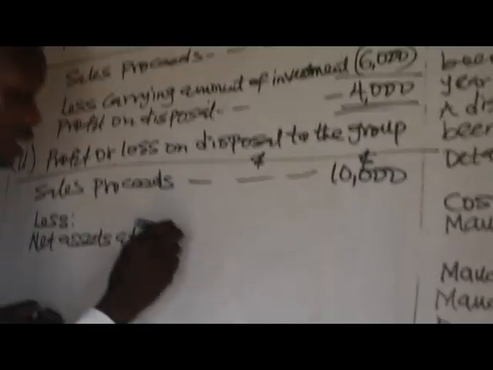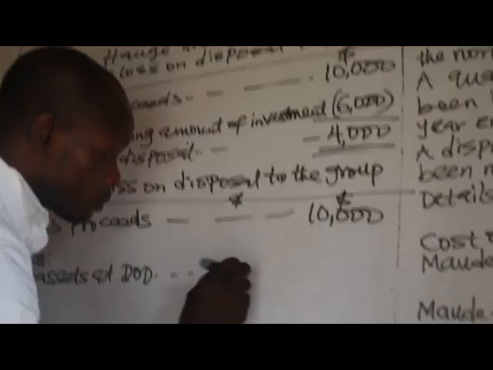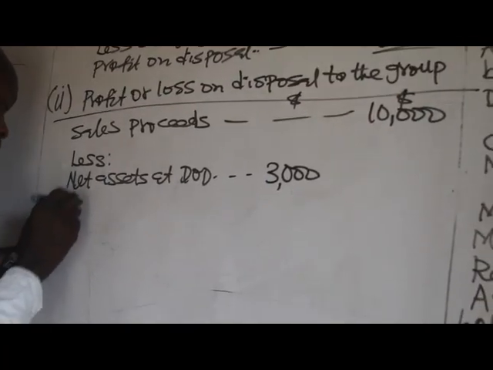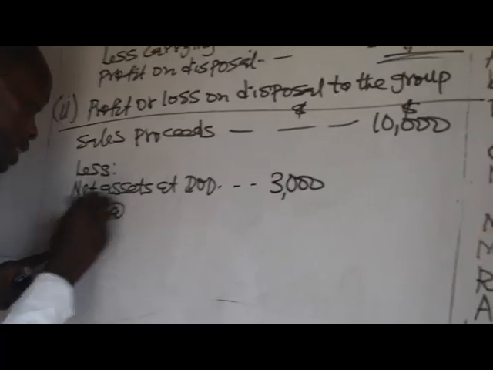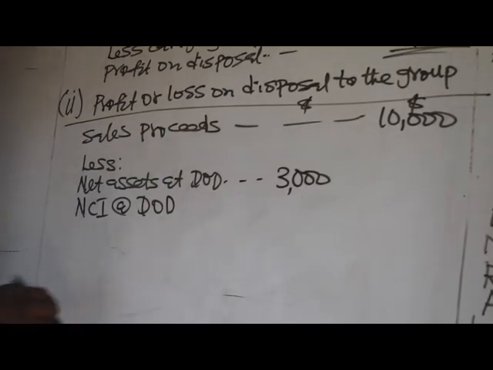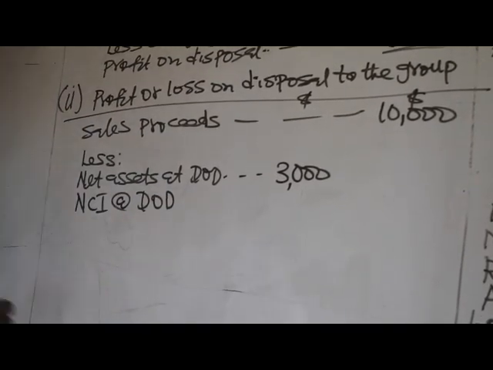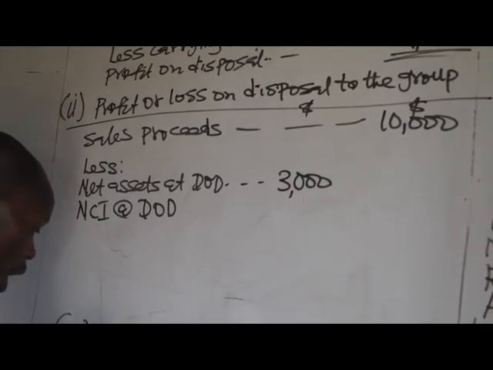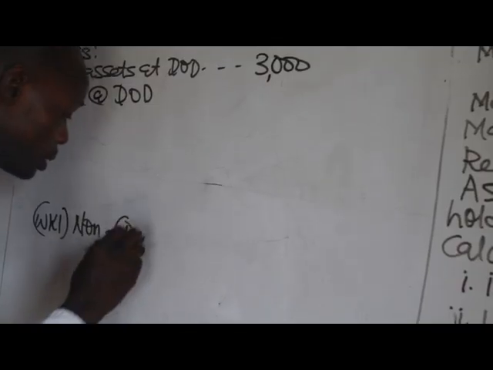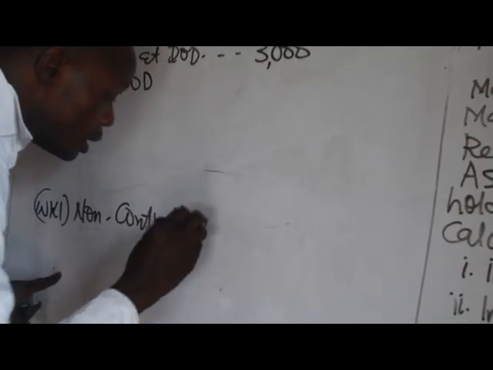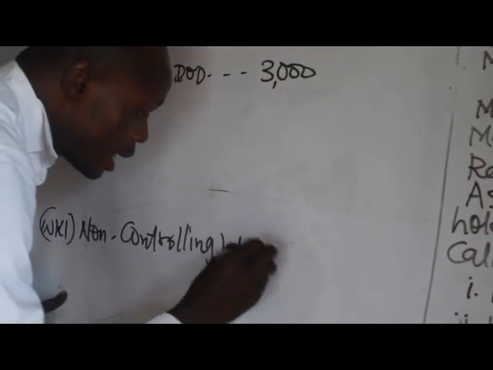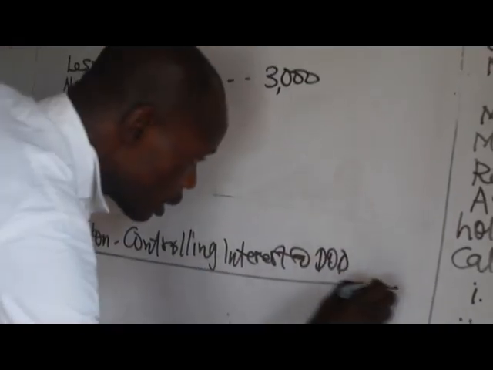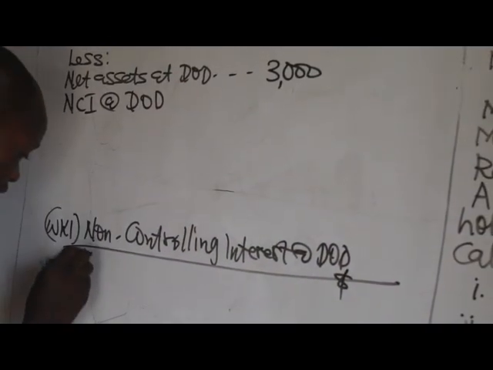So we have $3,000. From this net asset, we less non-controlling interest at the date of disposal. So we have to calculate this. Now let me work it here. Working 1, non-controlling interest at the date of disposal, which will be NCI at acquisition.